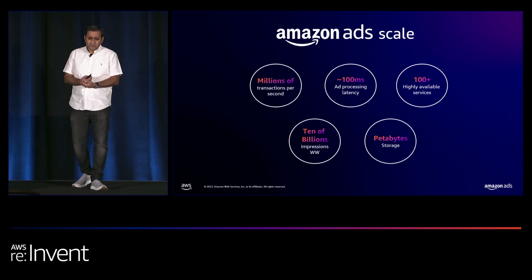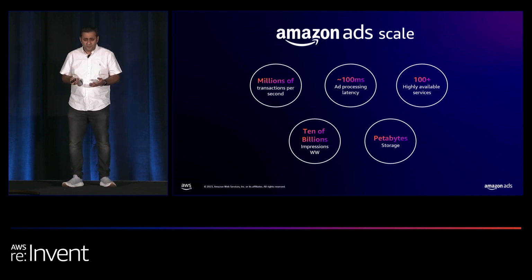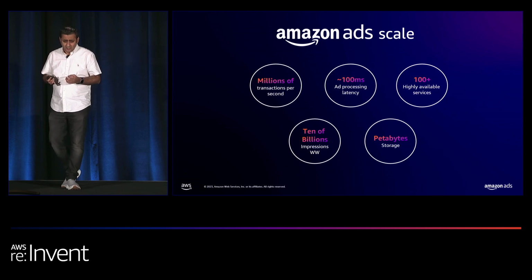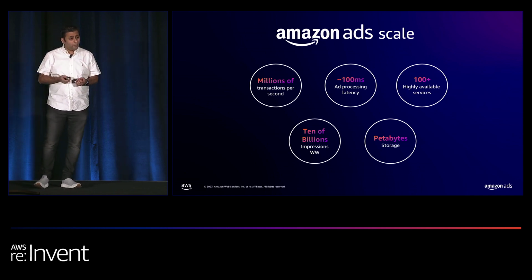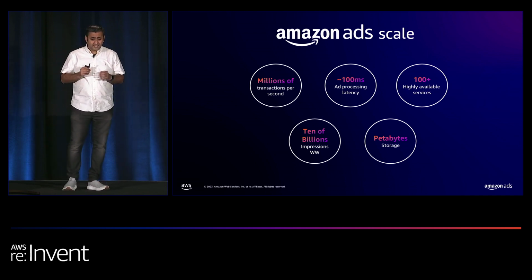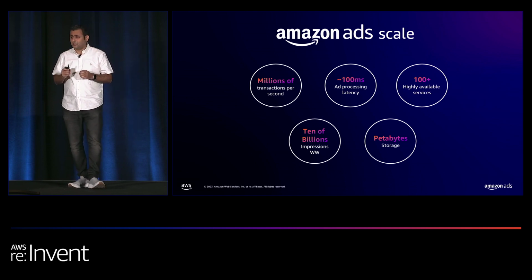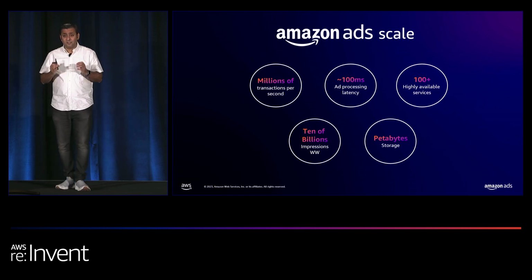With that, let me give you an idea of the scale that we operate in. Some of our ad systems manage millions of TPS, process ad requests in low latency situations, operate hundreds of highly available services, and this scale results in tens of billions of impressions worldwide and several petabytes of storage. Today, we will share insights that come from operating at this scale so that you can benefit from it.